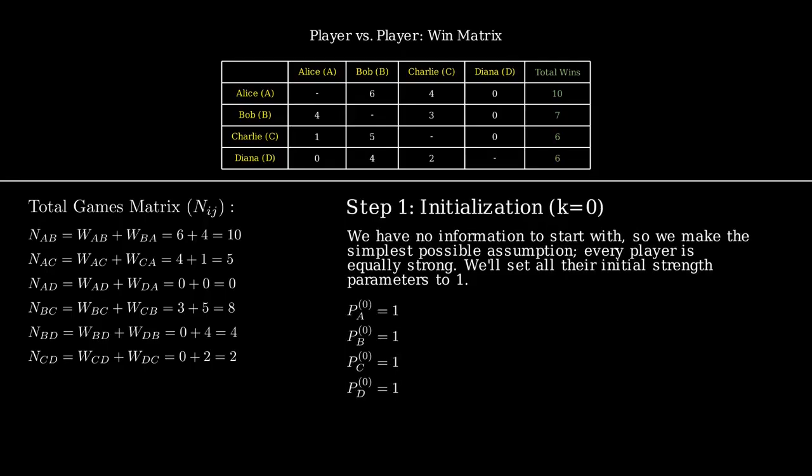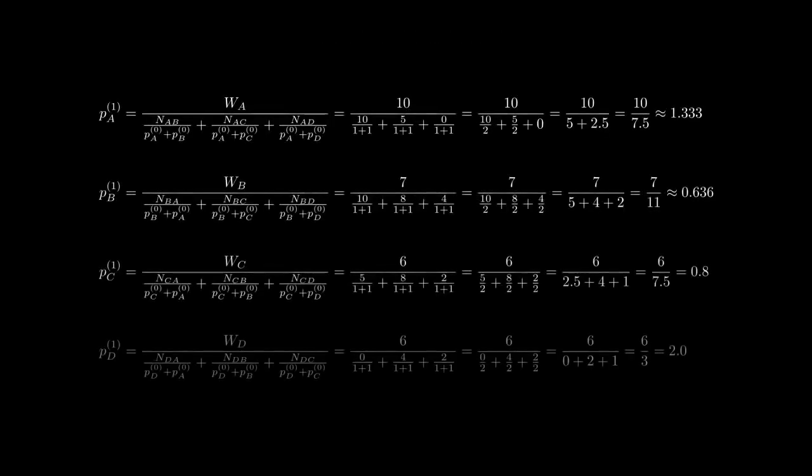And here's our update algorithm expanded. Since we are assuming they are all of equal strength, we can just substitute that in for p of 0. For all of our step zeros, we're just going to assume an equal strength of 1. Okay, so after one iteration, our new strength estimates are Alice 1.333, Bob 0.63 repeating, Charlie 0.8, and Diana 2. Notice how the rankings are already starting to emerge.